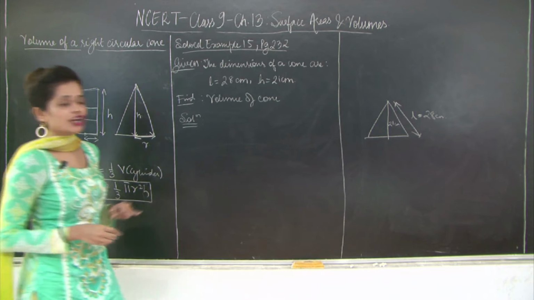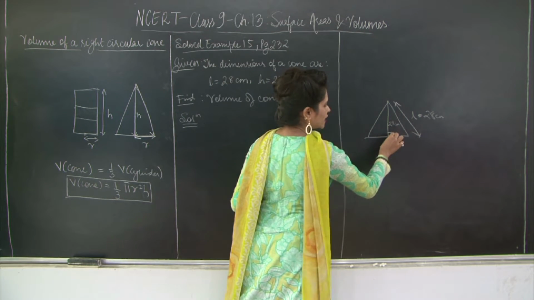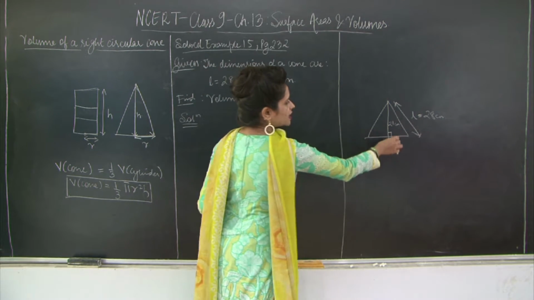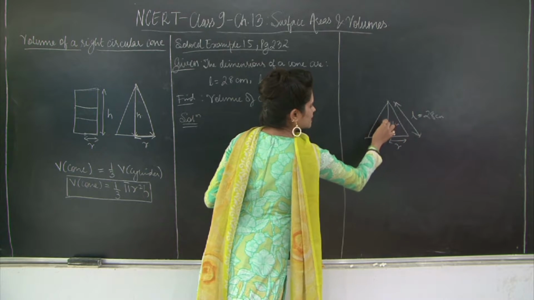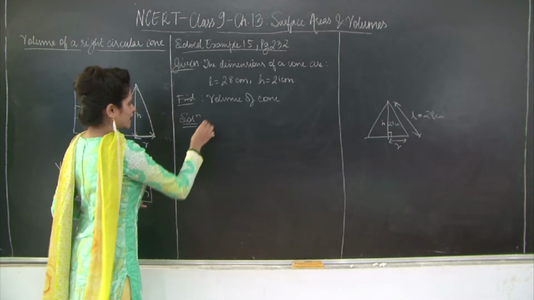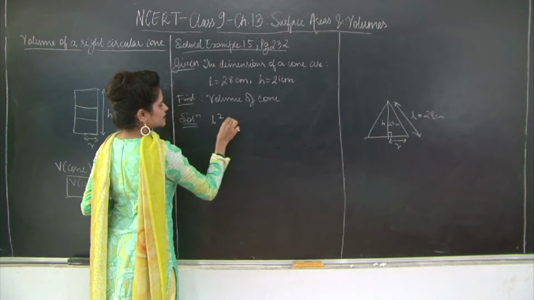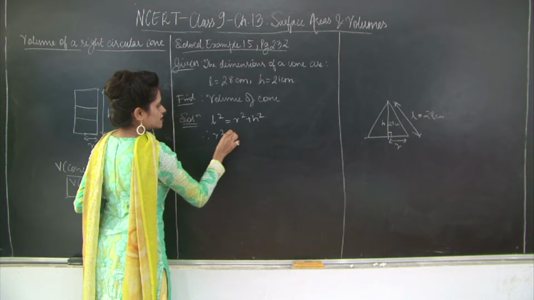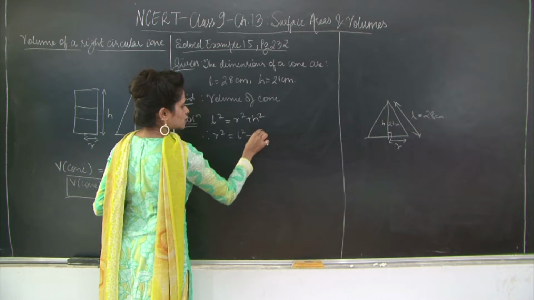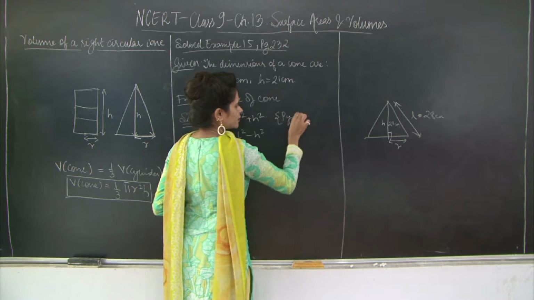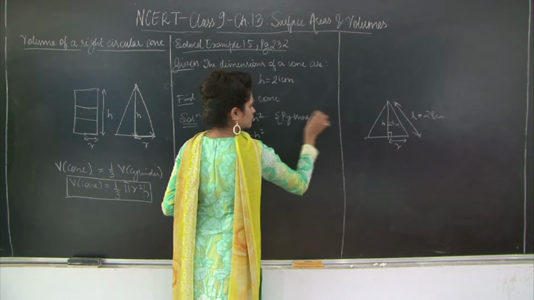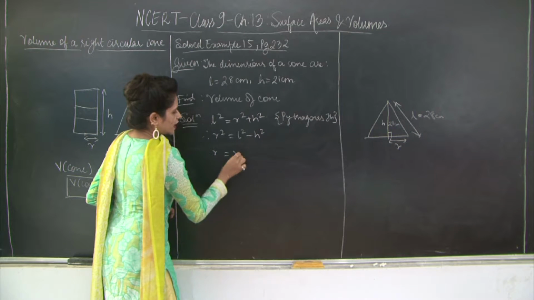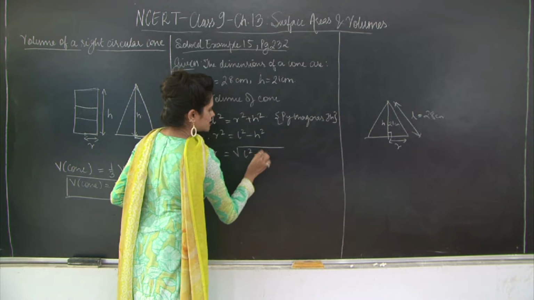So how do we find the radius? Using Pythagoras theorem, because we know that this height is perpendicular. So using Pythagoras theorem, that is l square is equal to r square plus h square, you will get the radius. So let's find this out. We know that l square is equal to r square plus h square. Therefore, r square is equal to l square minus h square. And here I am going to say Pythagoras theorem. So r is going to be the square root of l square minus h square.